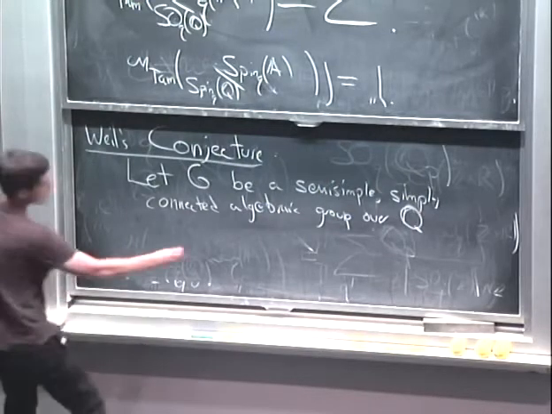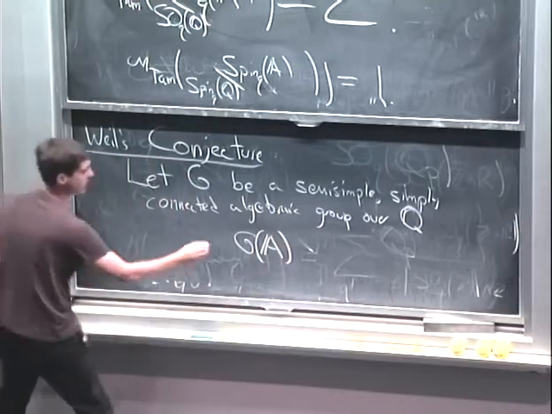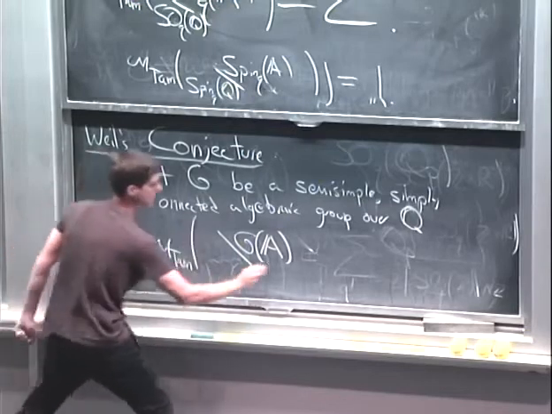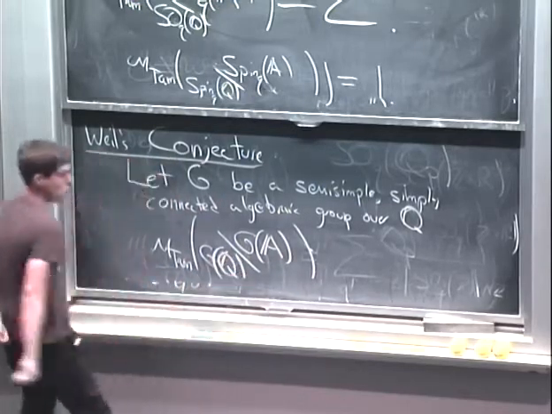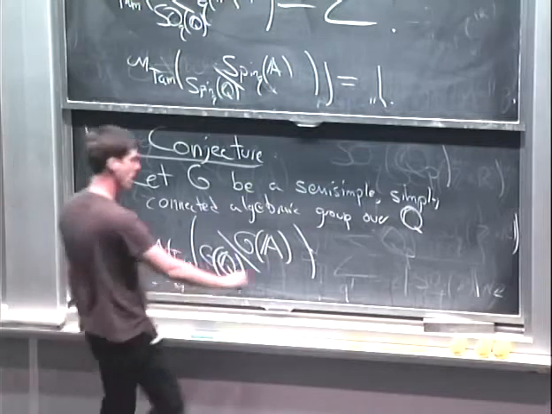You can look at G of the adeles. This is a locally compact group, and it has a canonical Haar measure, which I'll call mu Tamagawa. And in particular, you can ask, what is the measure when you divide out by this discrete subgroup G of Q? And the conjecture is that this should always be 1.